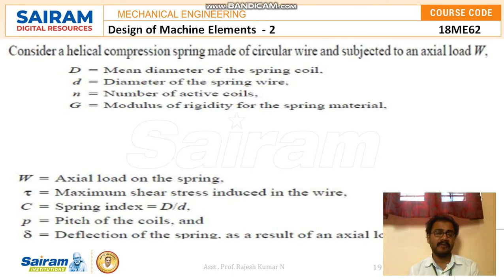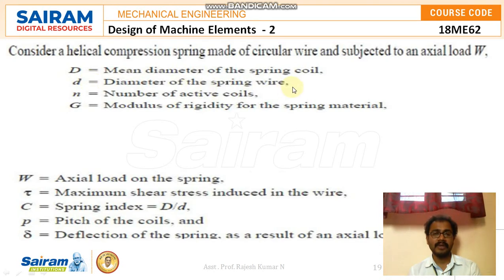As we are very much aware, in the previous video we discussed how a circular cross section spring would be and what the major terminologies to be remembered are. First, let us consider a helical compression spring made of circular wire and subject to an axial load W, where capital D is the mean diameter of the spring coil. Capital D is exactly from the center point of the left side of the coil to the right side of the coil. And small d is the diameter of the spring wire.